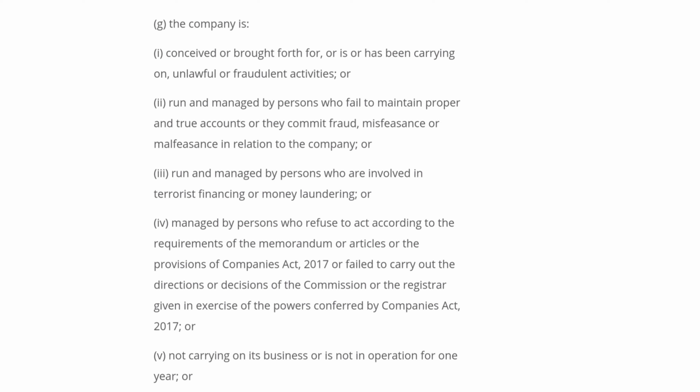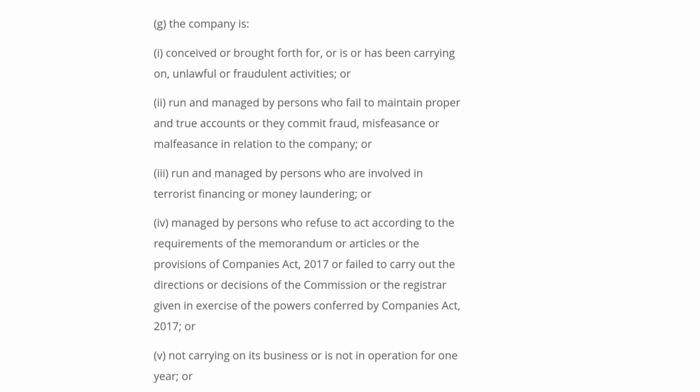Other than this, the third one is that the company is run and managed by persons who are themselves involved in terrorist financing or money laundering. Now, this is a very important one because this is also a very common one. Why? Because terrorist financing or money laundering are precisely the sorts of activities which people try to hide by creating an NPO. So essentially, an NPO is created for the purposes of giving a cover to their illegal activities, that is terrorist financing or money laundering.